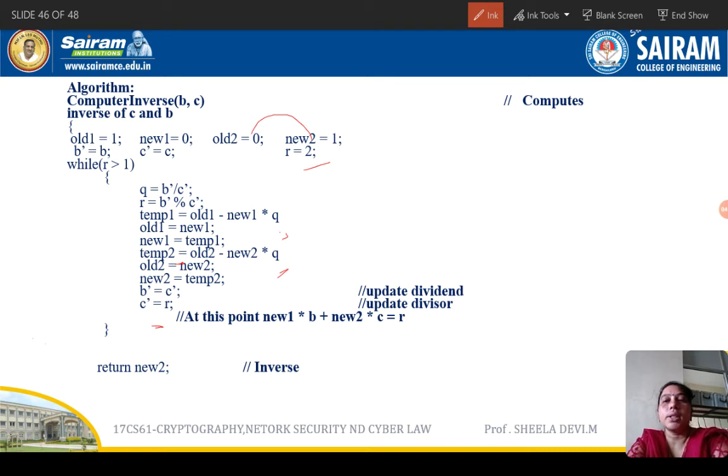And what is the answer? The inverse of the two values is the new 2 value, which will be the answer of the operation. This is how it is working.